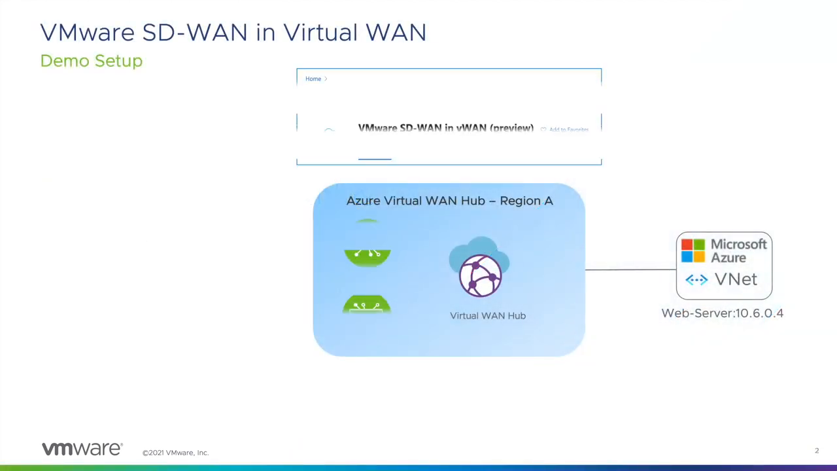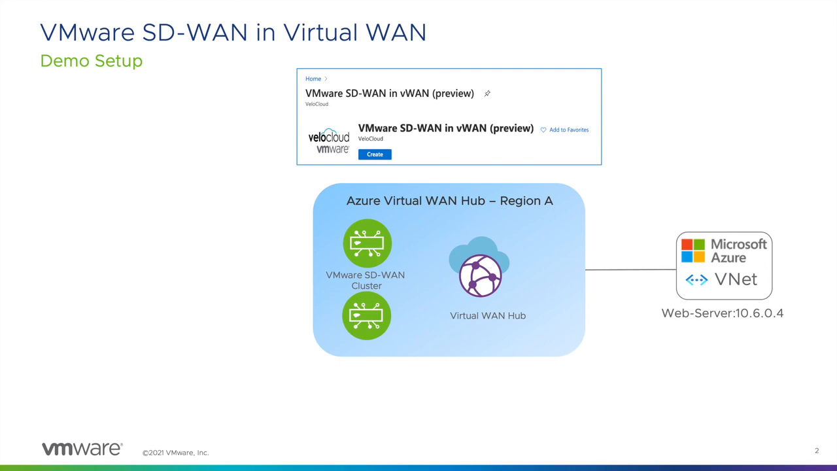In this demo, we have deployed two VMware SD-WAN edges in cluster mode inside a virtual hub. These edges can be deployed using a managed application that's available on Azure portal today in preview mode. Using this app, customers can automate the deployment and activation of SD-WAN edges in a VHub. Once these edges are deployed, they build a BGP neighborship with Azure Route Service to exchange routes dynamically.